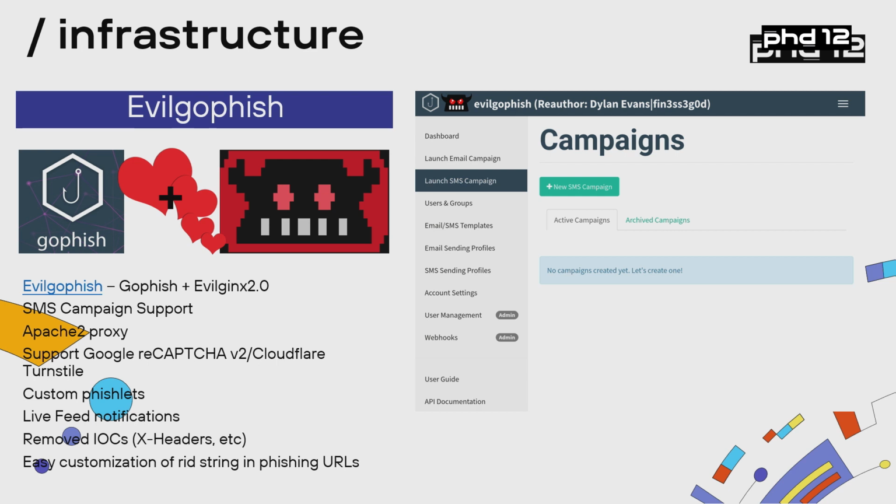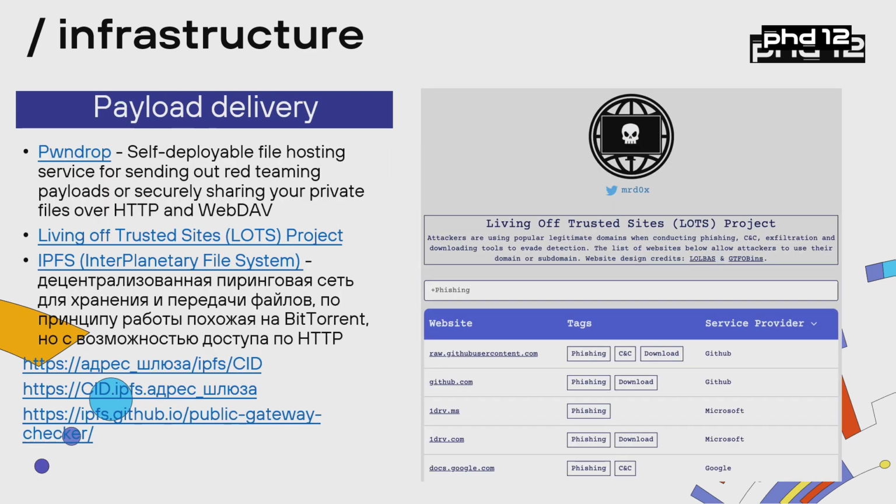And right out of the box, it will support Google reCAPTCHA and Cloudflare Turnstile, which are obviously services designed to automate protection against bots. It also has custom phishlets scanning the internet looking for our custom pages. There are also some additional features which are not part of the original utilities. And also, right out of the box, it supports removal of all indicators of compromise, like X headers and whatever. This is the obvious thing you would want to find in attack tools or red teaming tools.